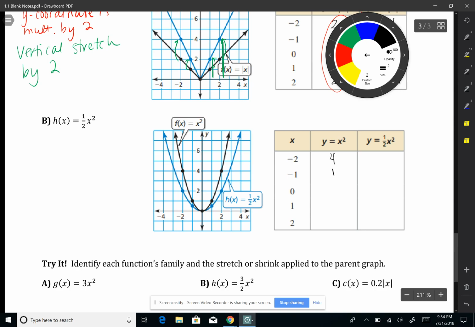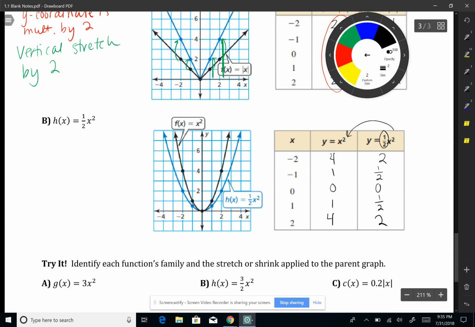This is 4, 1, 0, 1, 4. And then this means we're going to take 1/2 times x squared. 1/2 of 4 is 2. 1/2 of 1 is 1/2. 1/2 of 0 is 0. Half of 1 is 1/2. Half of 4 is 2.